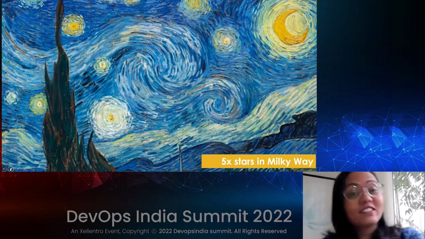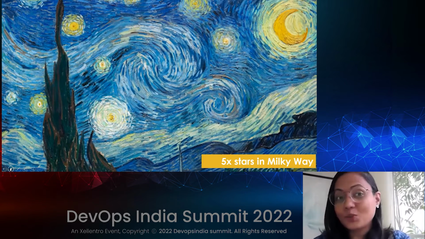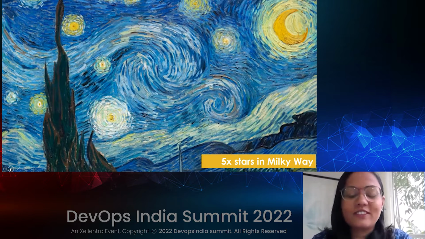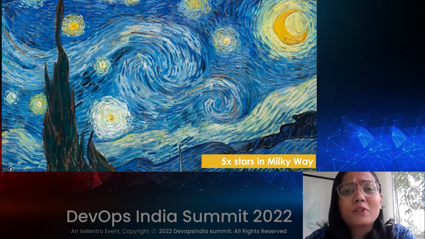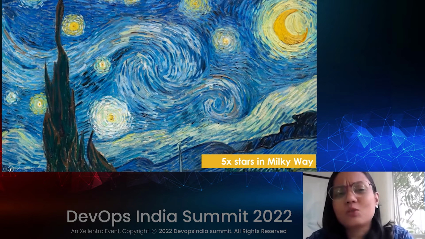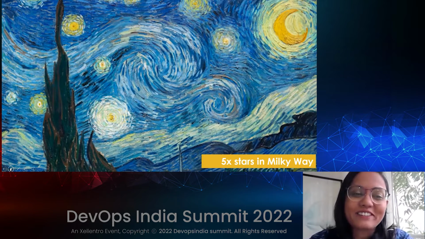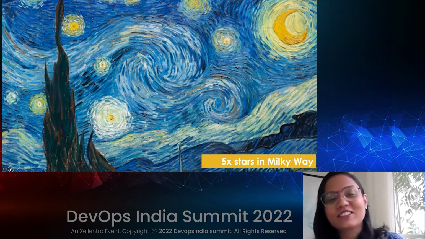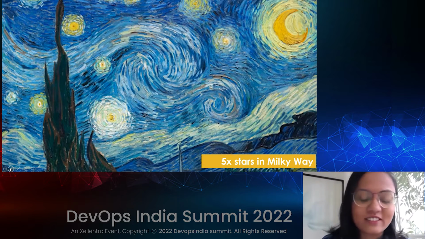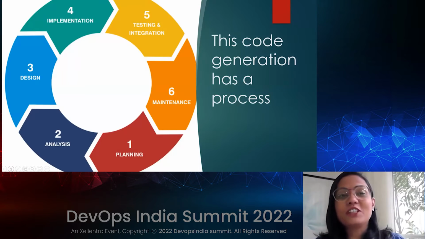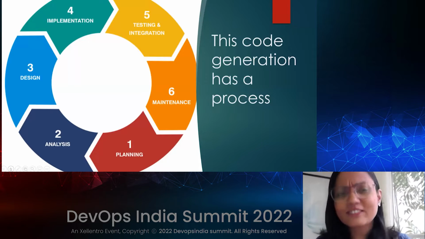So if that is what the data shows us and some of the researchers are talking about it, let's go deeper into how that code is written. And of course, I'm sure all of us are aware of the SDLC, the software delivery lifecycle associated with it, which typically has 6 stages.